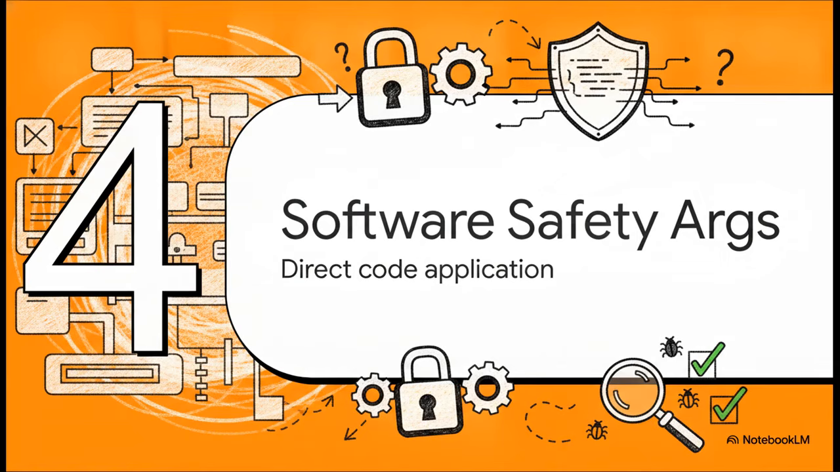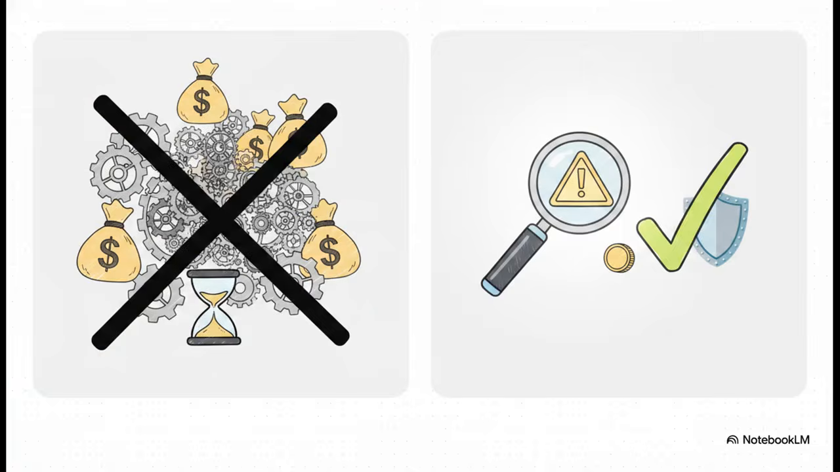Section 4, Software Safety Arguments. Let's apply this directly to the code. Okay, I really need to address a major misconception that students often have here. You might think safety engineering means you have to prove the entire program works perfectly under all conditions. Honestly, proving total correctness is way too expensive, time-consuming, and complex.